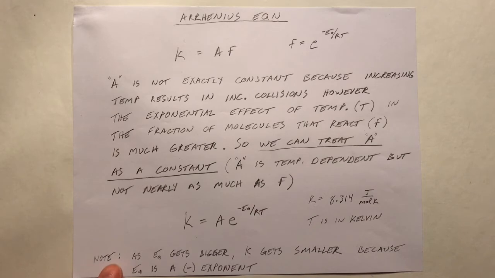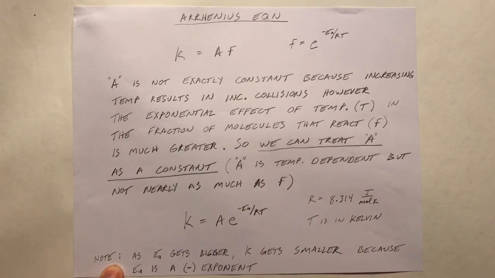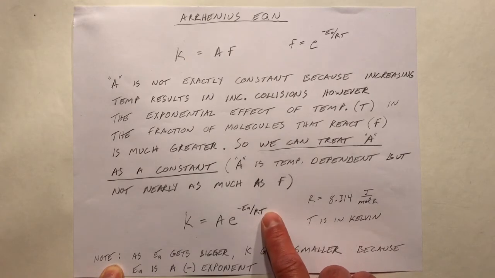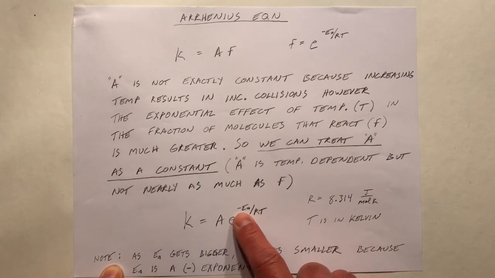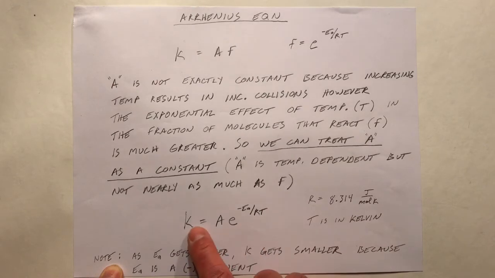Now, take note that as activation energy gets bigger, because this is a negative exponent, the K value is going to get smaller. Also notice that as the temperature gets bigger, it will make the value of the negative exponent smaller, and as a result, a bigger temperature would mean a bigger K value as well.